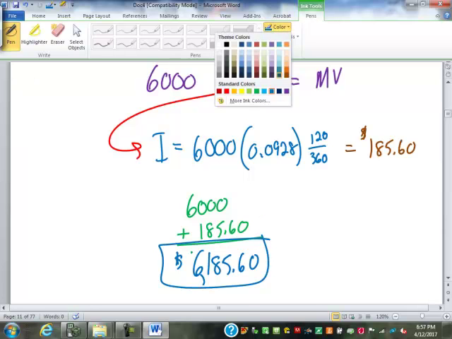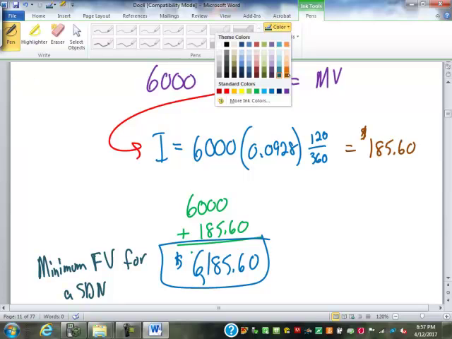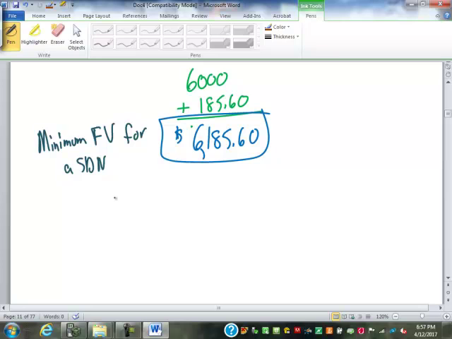That would be the minimum face value for a simple discount note for you to receive that minimum of $6,000 in proceeds. If you were to go through and discount that, you would find the discount. Let's do it. Let's discount it.